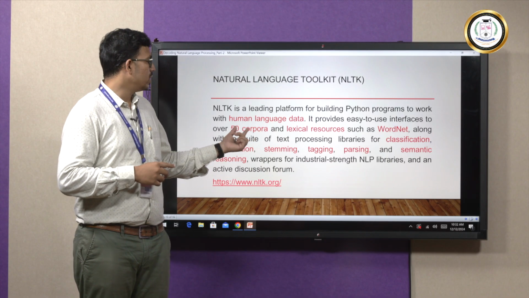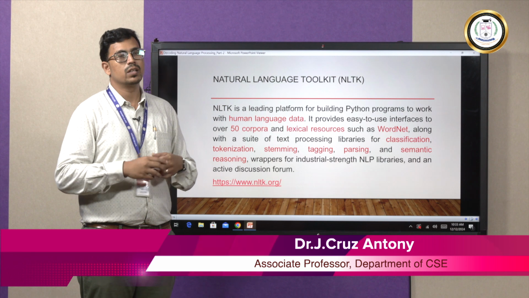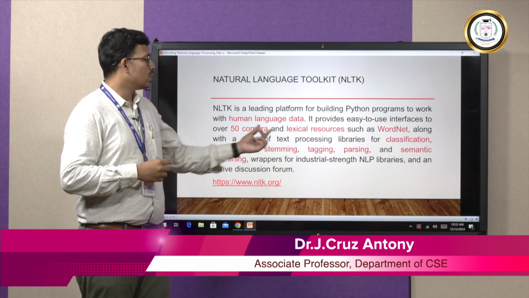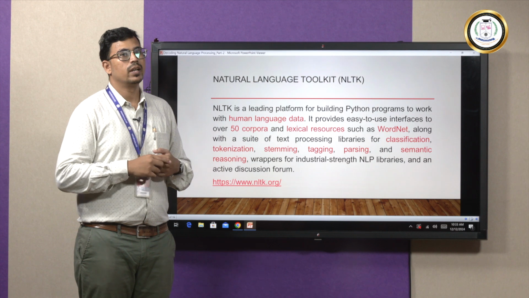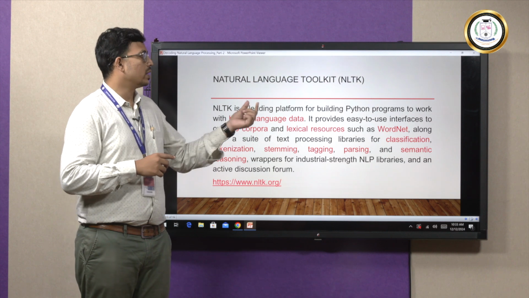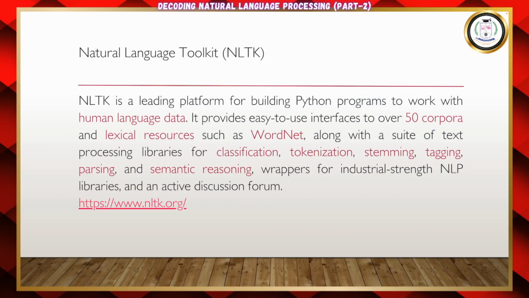NLTK has over 50 corpora. Consider a corpus as a dictionary, such as WordNet. WordNet is one such popular dictionary used in NLP under the NLTK library. There are also other libraries like spaCy, which can be used to perform these NLP tasks.